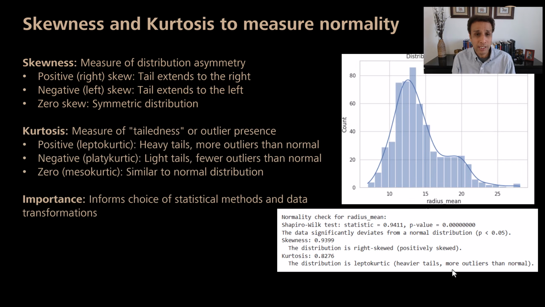And kurtosis is a measure of tailedness. Basically, it tells you more about outliers. A positive value means you have very heavy tails. There are more outliers than normal. Remember, we're comparing everything to a perfect normal distribution, a perfect bell curve.